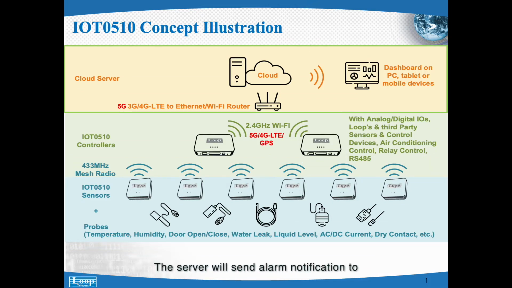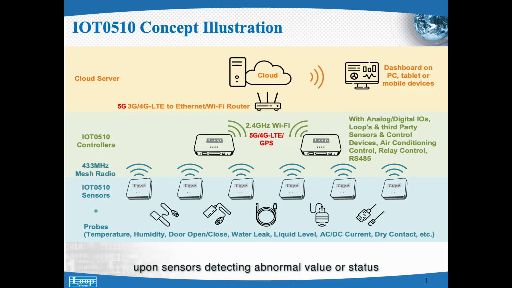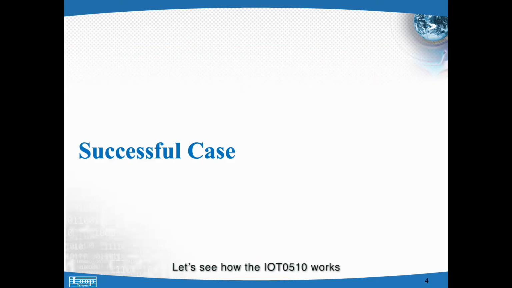The server will send alarm notification to controlling devices and system users immediately upon sensor detecting abnormal value or status. The information also displays on the website for further analysis. Let's see how the IoT0510 works.